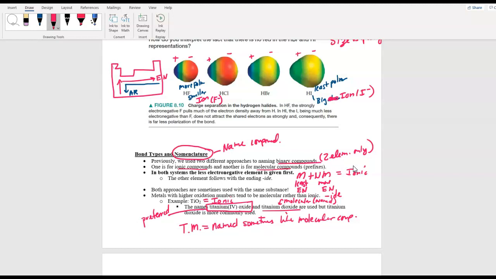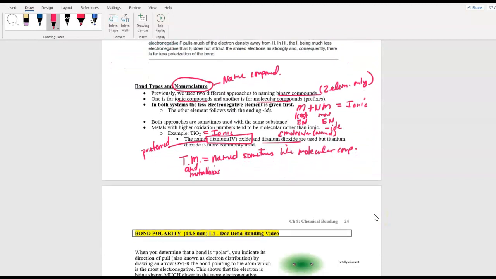However, if you see it like this on the AP test, don't freak out. Don't tell the AP folks, hello, on the AP test, you made an error. No, they're just naming it that way. So you will see sometimes transition metals, and metalloids do this too. Sometimes metalloids, when they bond with nonmetals, like to be named like a molecular compound. So don't freak out. It's not an error. It just sometimes happens.